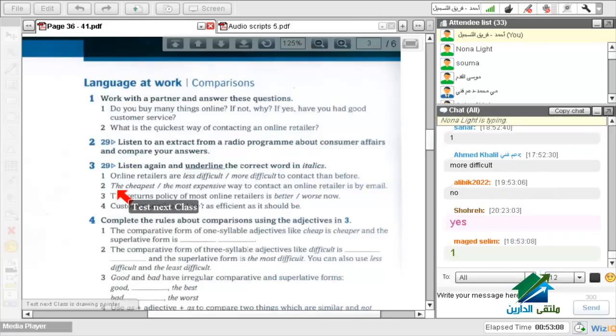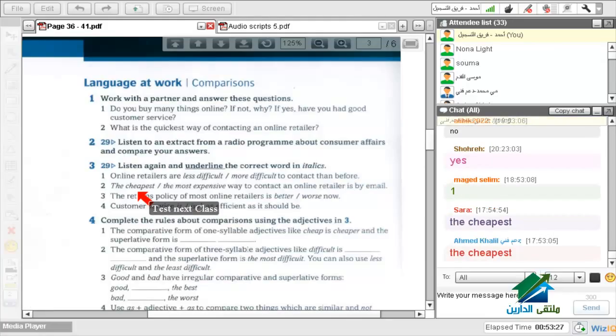Well, 2, the cheapest or the most expensive way to contact an online retailer is email. Email is more expensive or the cheapest? The cheapest, actually. Good answer.